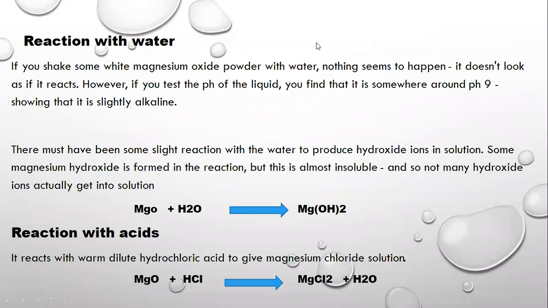Next, how will you justify that magnesium oxide is a basic oxide? First, if we put magnesium oxide in water, then you will see apparently no reaction occurs. But when you check the pH of the liquid, you will find that it is around 9. It shows that it is slightly alkaline. In fact, some magnesium oxide has reacted with water to produce magnesium hydroxide. This magnesium hydroxide gives the solution its alkaline properties. It also reacts with acid like HCl to give you magnesium chloride, that is a salt, and water. These two properties again show its basic character.